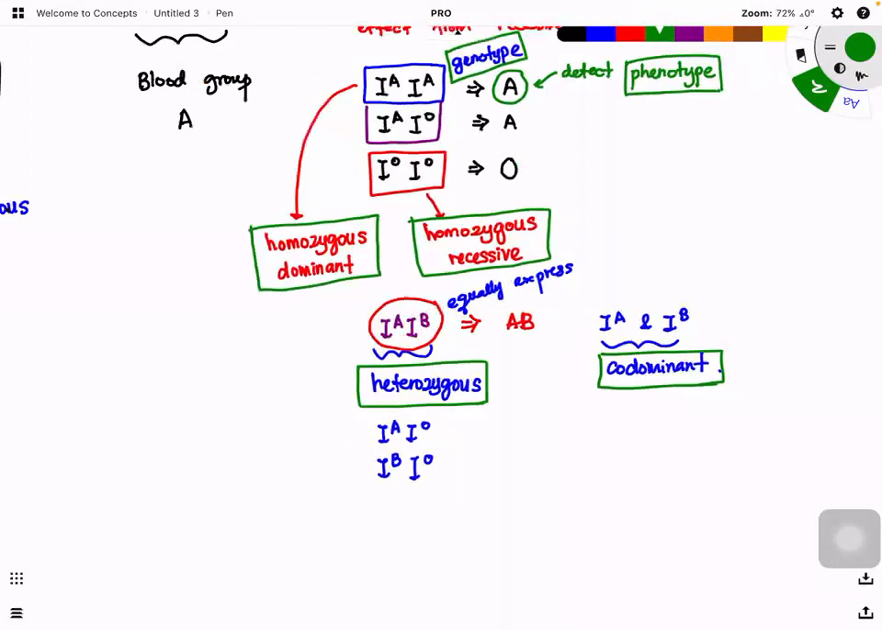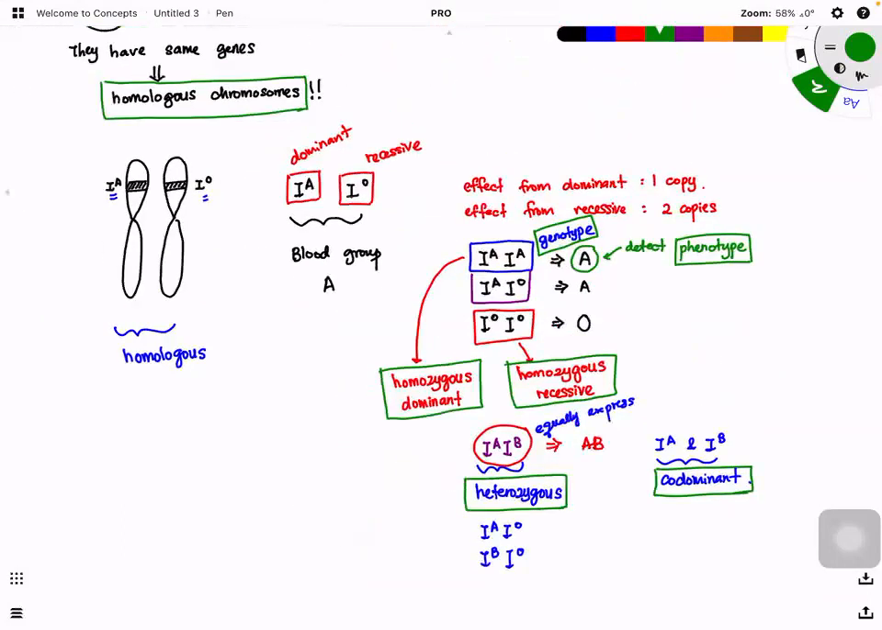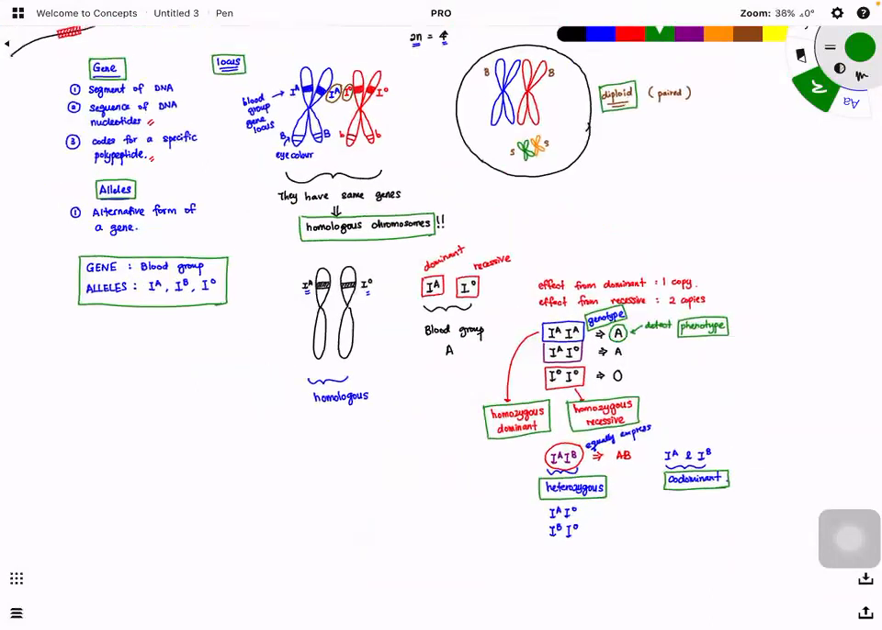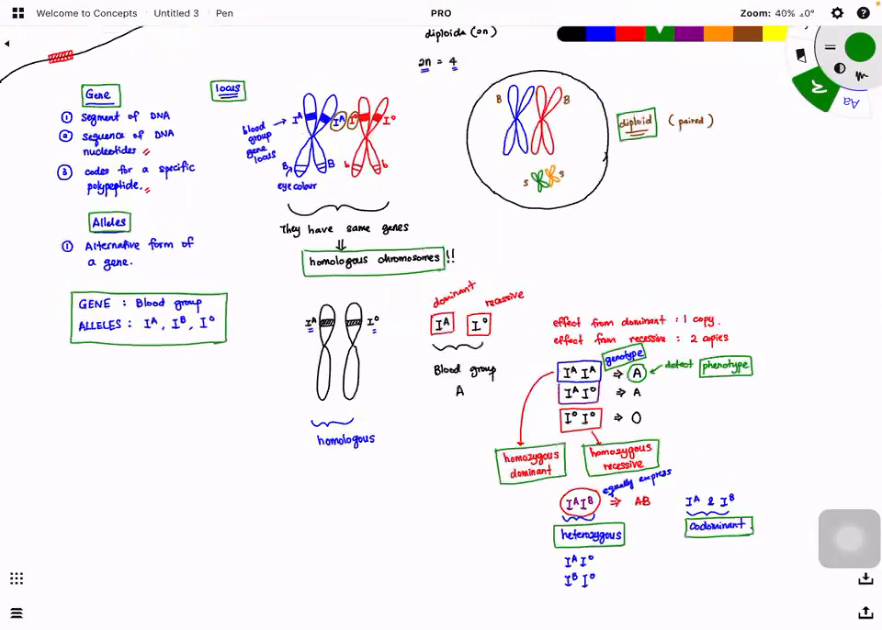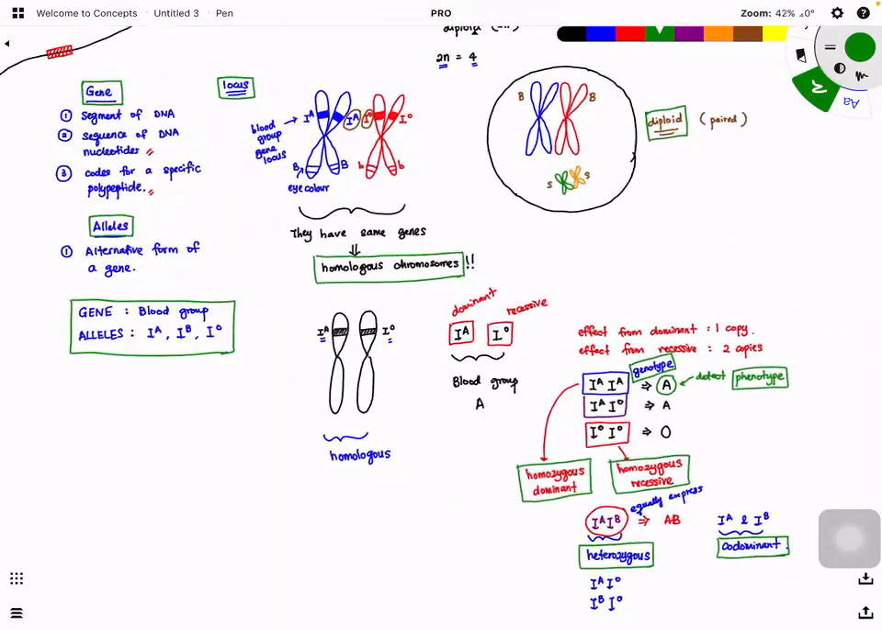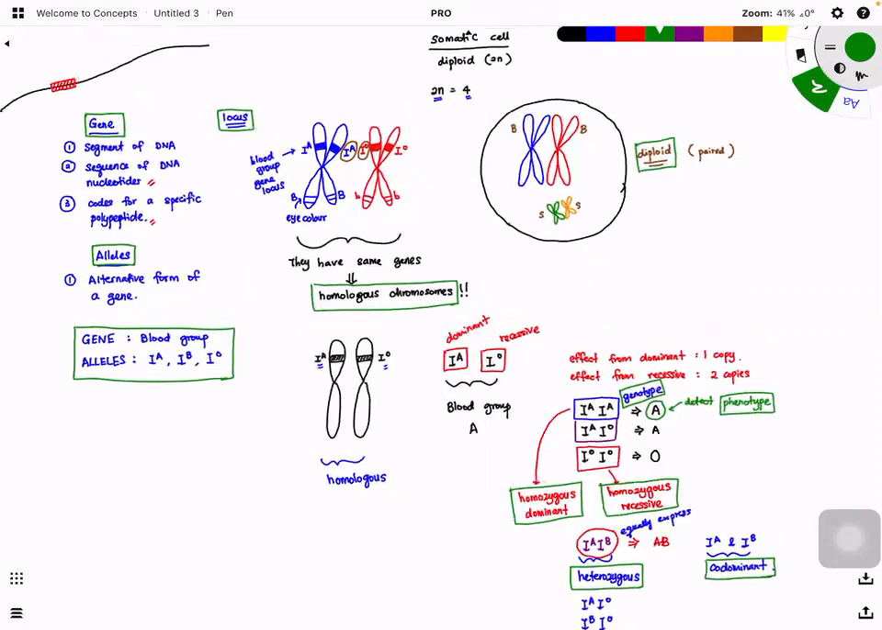So both alleles are co-dominant. Okay, so basically this is a summary of the terminology that you need to know. If you want to take a photo, you can. Hopefully it's not too small for you guys. Okay, if you haven't done it yet, we have final ones.